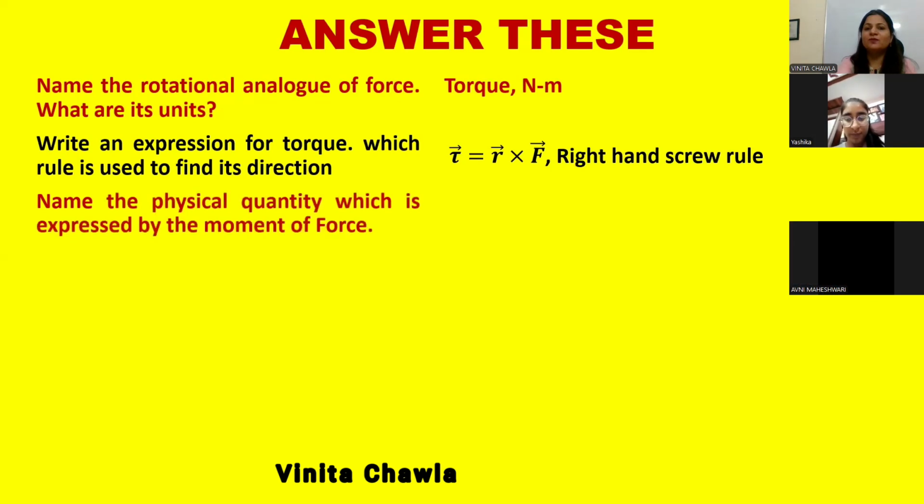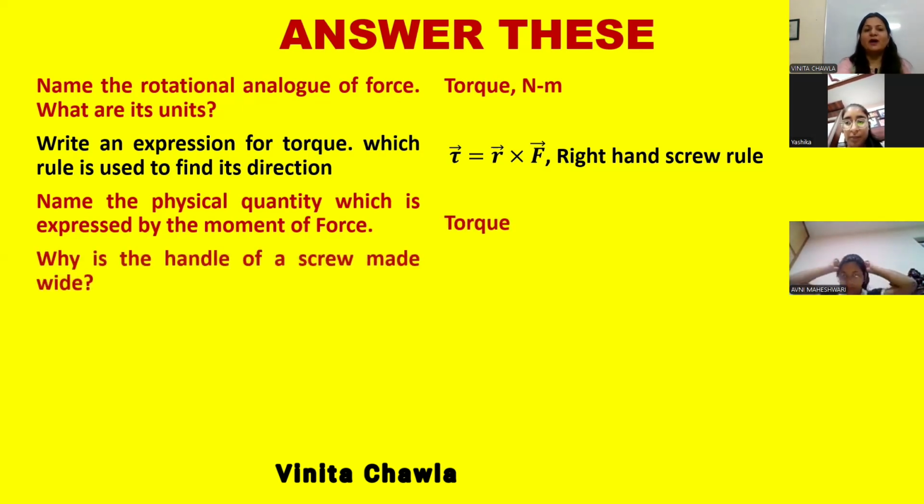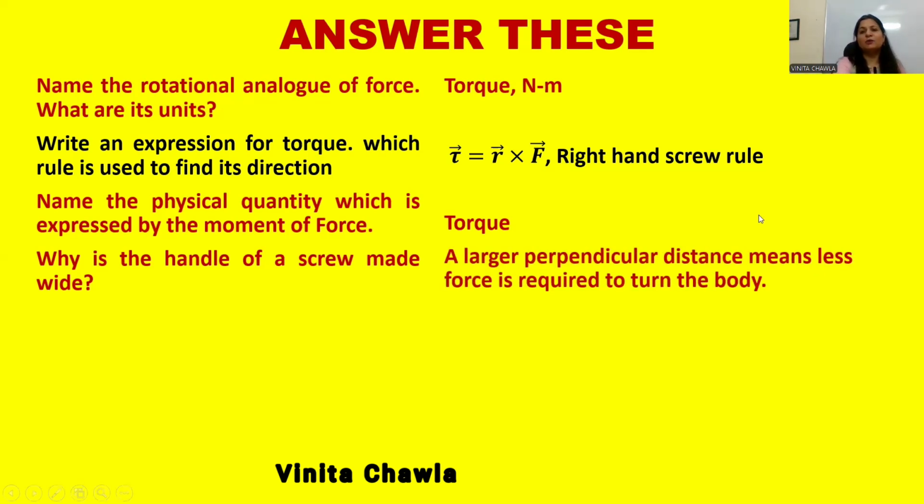Next question is, name the physical quantity which is expressed by the moment of force. Yes, answer is torque. Next question is, why is the handle of a screw made white? Mudit, do you know the answer? No. See, why is the handle of screw made white? A larger perpendicular distance means less force is required to turn the body.